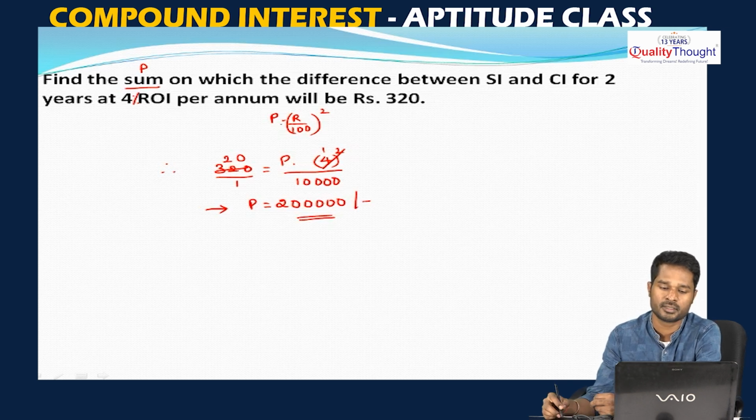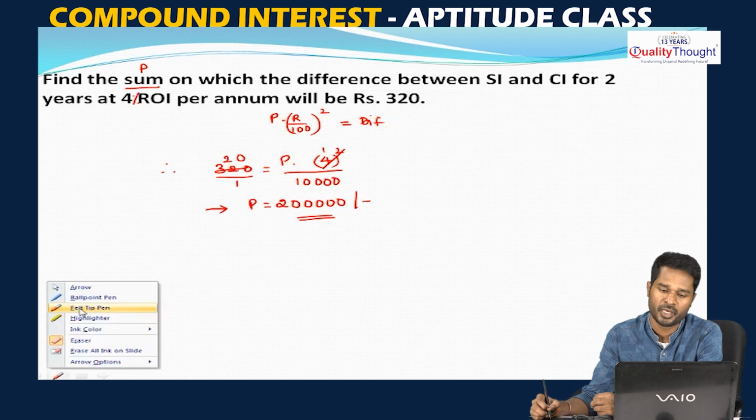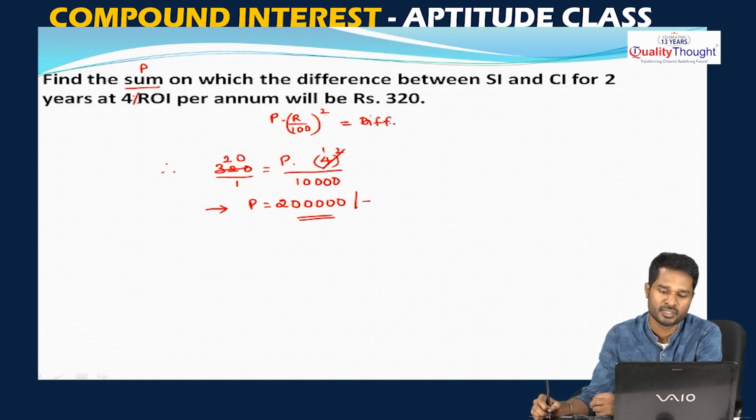See what we have done here: we have calculated the principal amount from the difference he has given. So P into R square by 100 square is nothing but the difference between simple interest and compound interest for 2 years. So the difference he has given, 320, is equal to P into 4 square by 100 square, which is 10,000. So 4 square is 16, 16 ones are 16, 16 2s are 32, that is 20. So this is 20 into 10,000, which is 2 lakhs. So the principal amount required in this case is 2 lakhs.